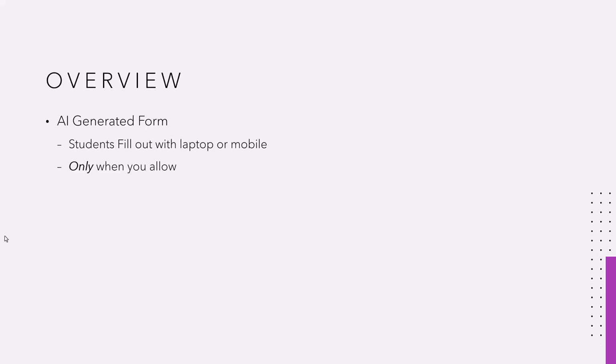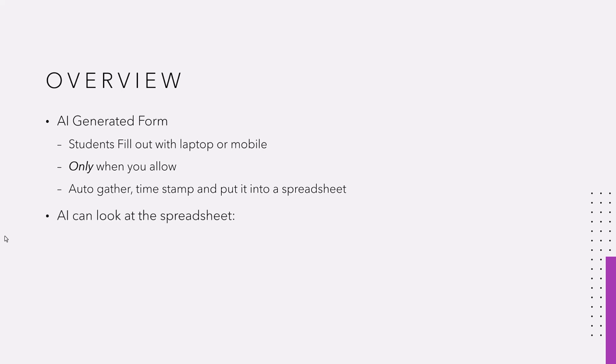Only when you allow, it will auto-gather, timestamp, and put it into a spreadsheet, and will also create an error checking element so that students can only put in specific information, especially connected to their email. We'll also demonstrate a workflow where AI can look at the spreadsheet for concern areas after a while.